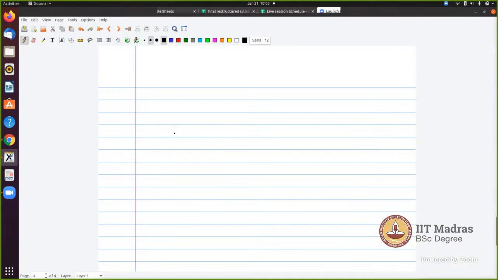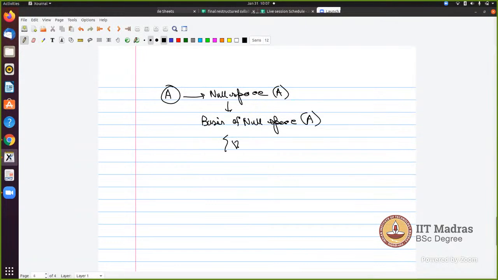If I understand your question correctly, you started with a matrix and found its null space. Then you found the basis of this null space, and you have 3 vectors, V1, V2, V3. You are asking whether the span of this set is R3 or not. Yes, exactly. It is R3.